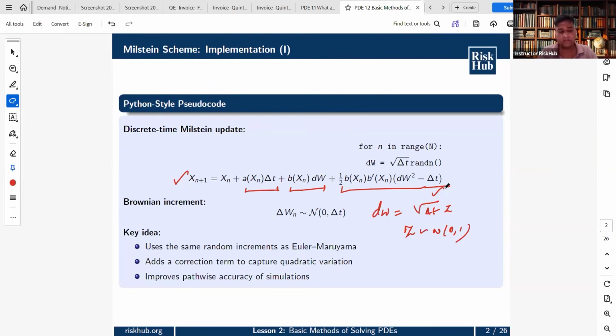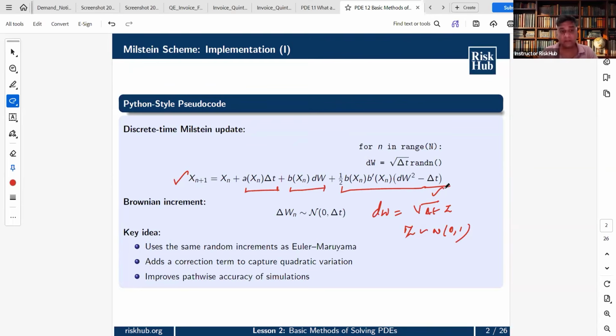Why does this matter in quant finance? Because if we simulate stock prices, interest rates, volatility, or credit spreads, better path accuracy improves Monte Carlo pricing, Greeks, XVA, exposure profiles, VaR, and expected shortfall calculations. One important point is that this slide is technically about stochastic differential equation simulation, not directly solving a partial differential equation, but it connects strongly to PDEs through the Feynman-Kac idea that many PDE pricing problems can also be solved by simulating the corresponding SDE. So that is the Feynman-Kac idea.